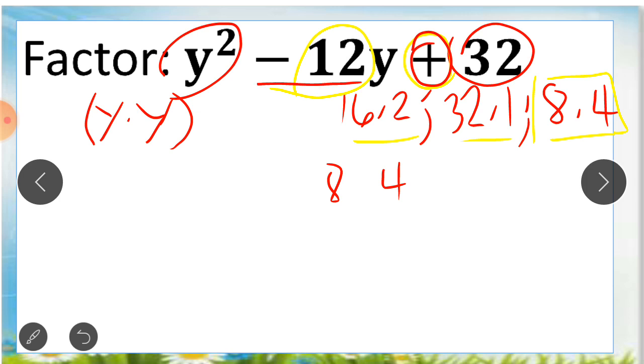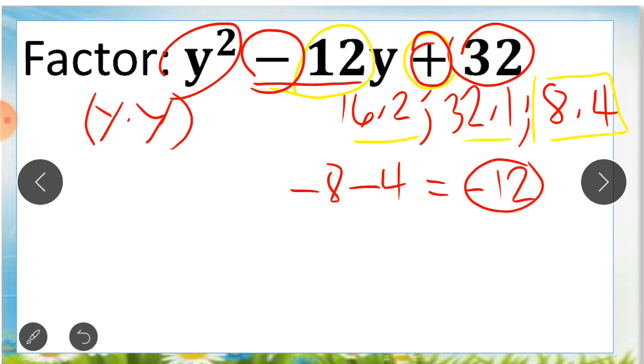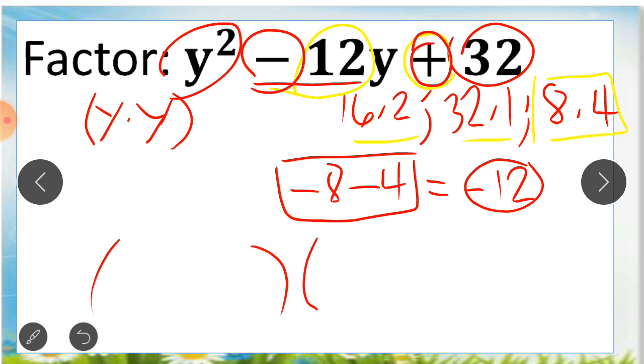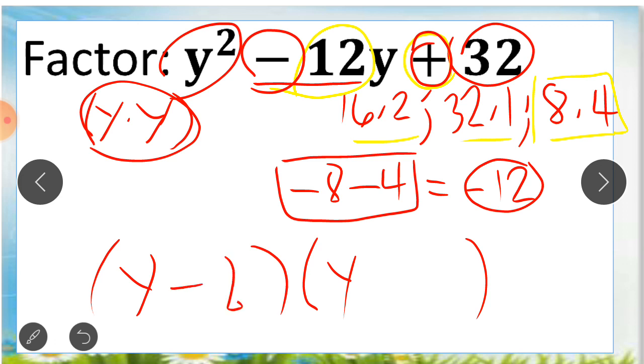So we know that they have the same sign because the last term is positive, and we need to add them in order to get 12. So our middle term is negative. So the next question will be same positive or same negative. Okay, so in order to get negative 12, they must be same negative. Negative 8 plus negative 4 will give us negative 12. Okay, so this will be the chosen factors. So the factors of y squared minus 12y plus 32 are y times y, then we have negative 8 and negative 4.